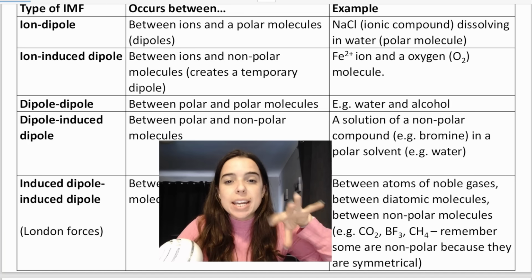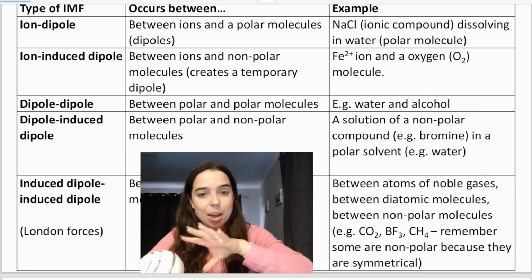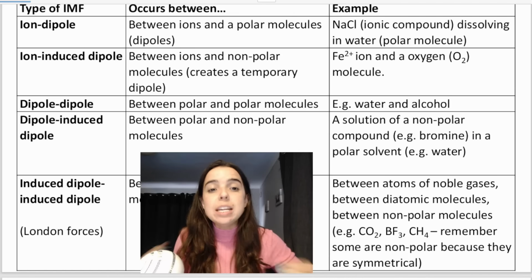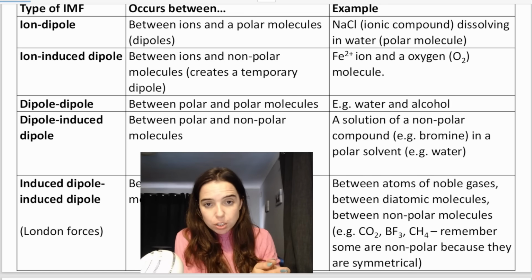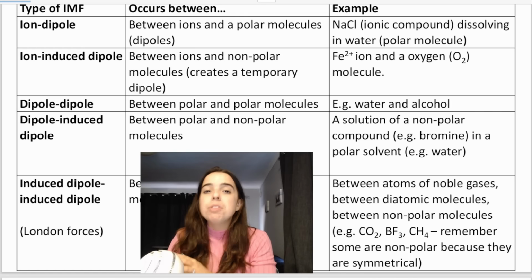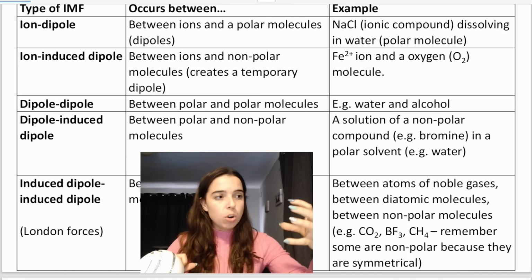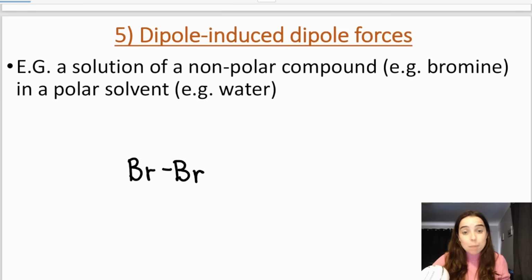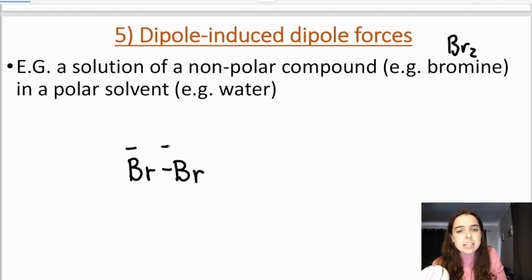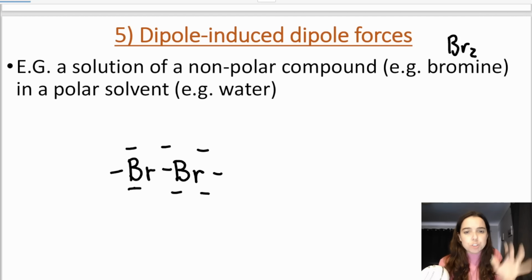My next one is dipole-induced dipole. Now, I hope you remember, when you see dipole, think polar molecule. When you see induced dipole, think non-polar molecule. So dipole, induced dipole, polar and non-polar. So what happens here is something very similar to what we described before. I'm going to use bromine again, Br2. It's a non-polar molecule, as we mentioned before. Shared electron pair lies directly in the middle, even charge distribution. Think about it. All these little negatives I'm drawing, even charge distribution.